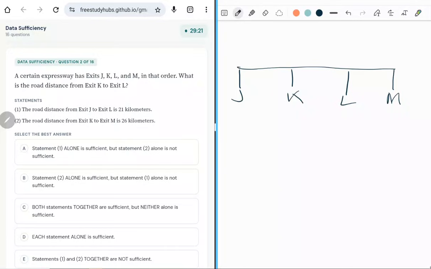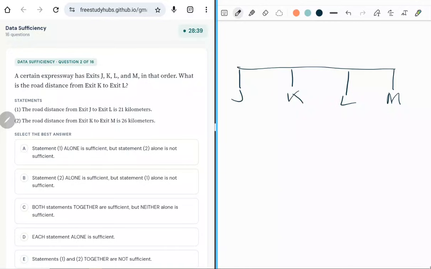So that means we know L is 21. Then the distance from K to M is 26, so M minus K is 26. What is he asking us? What is the distance from K to L? What we know is L minus J is 21, and M minus K is 26. Then it's asking us for L minus K.